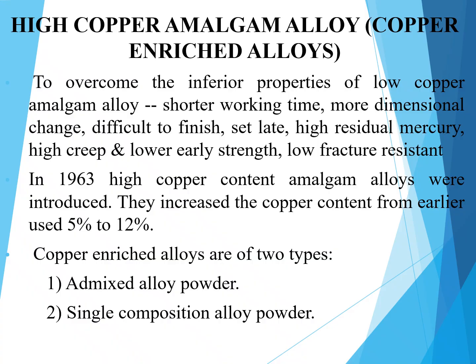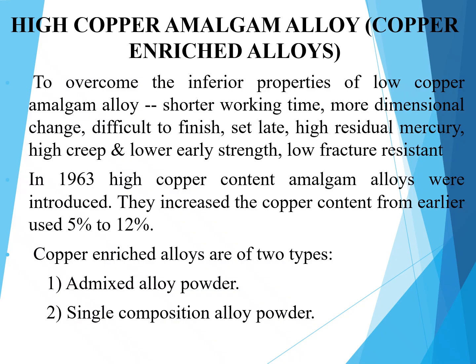High copper amalgam alloy. To overcome the inferior properties of the low copper amalgam alloy, such as shorter working time, more dimensional changes, difficult to finish, high residual mercury, high creep, low early strength, low fracture resistance, in 1963, high copper content amalgam alloys were introduced. They increased the copper content from the earlier 5 to 12%.